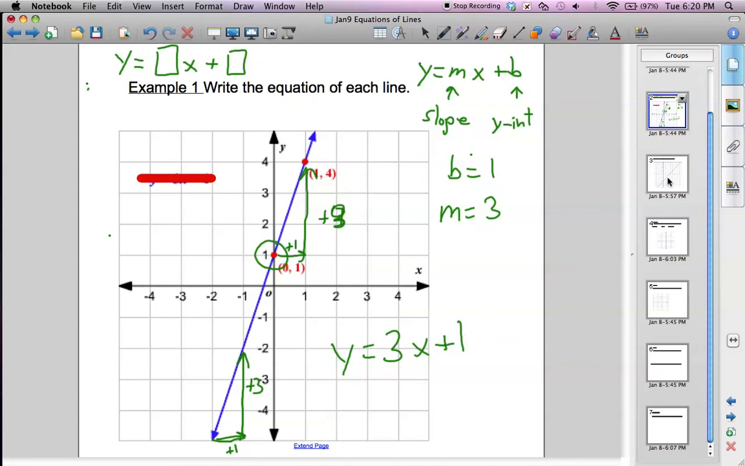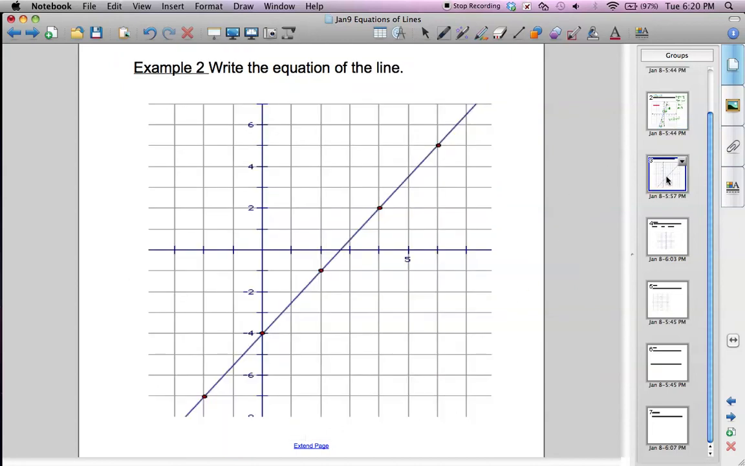And let's do that for another example. Okay, so let's say we've got this line right here. We've got some integer points here and here. Let's pick 2 points and let's first find the slope. So if I go from this point to this point, I will go to the right 2, that's plus 2, and I'll go up 3, so that's plus 3.